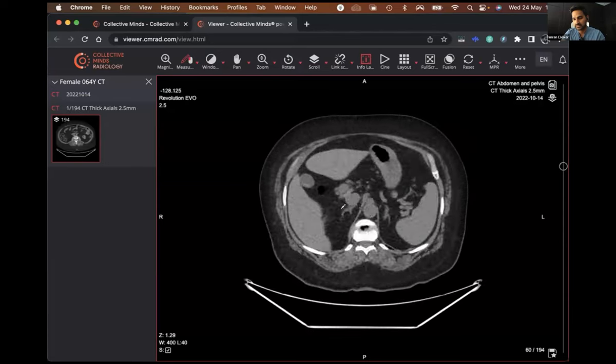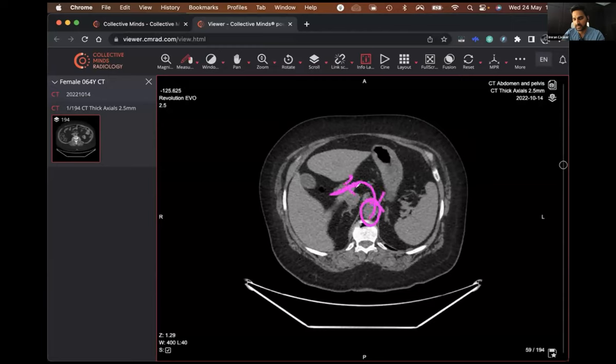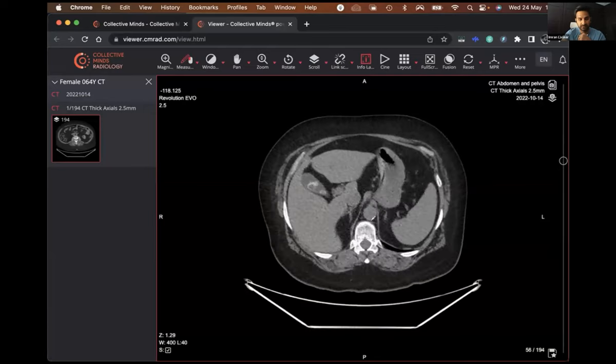Then the next slice I'd go to is this slice over here. We're looking at the aorta, and you're also looking at the portal vein, and seeing what they look like in comparison to one another. If the portal vein is brighter than the aorta or about the same, then I'd say it's a portovenous phase. And if the aorta is just as bright as the bone on this particular window, then I'd probably go for an arterial or aortic phase image.